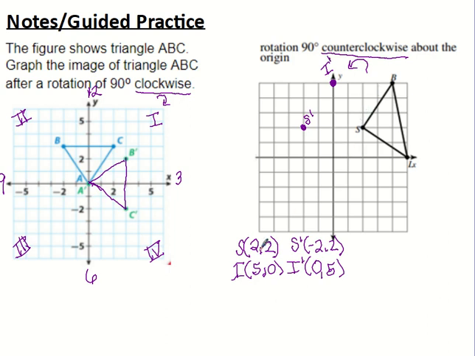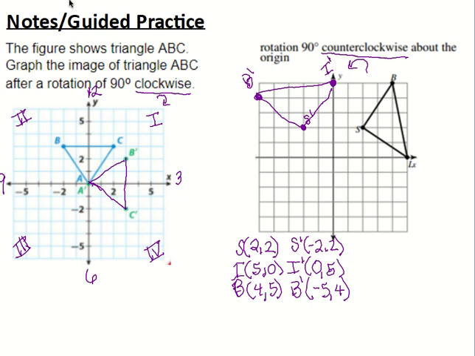And then B, last one, B is at 1, 2, 3, 4, and 1, 2, 3, 4, 5, and B prime is actually going to end up at negative 5, 1, 2, 3, 4, 5, 1, 2, 3, 4. It's going to end up right here. Then I'm going to reconnect these. I'm going to show you that this is true. Okay, so it ends up at negative 5, comma 4.